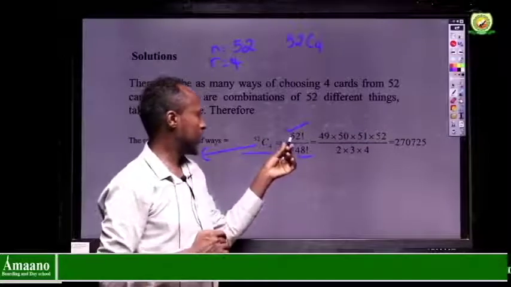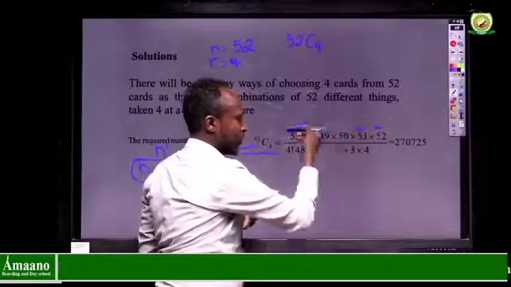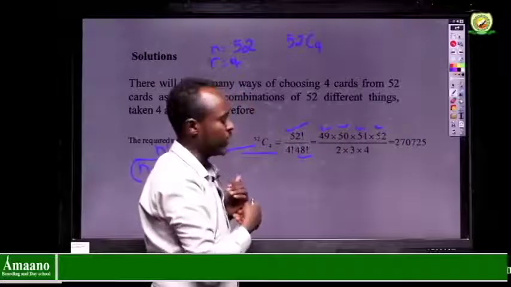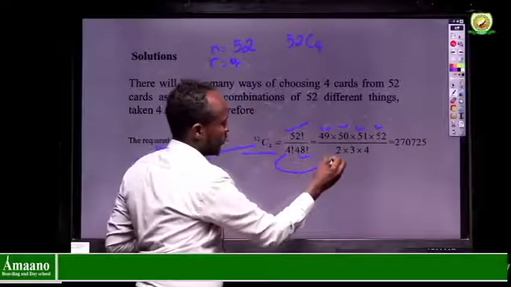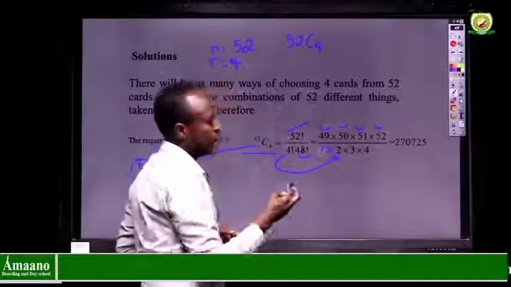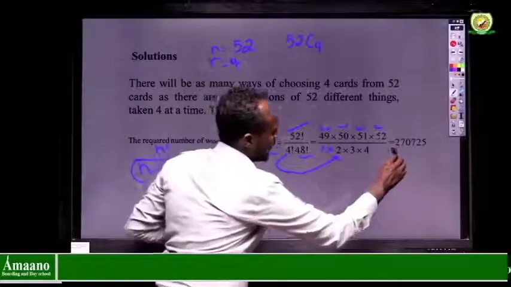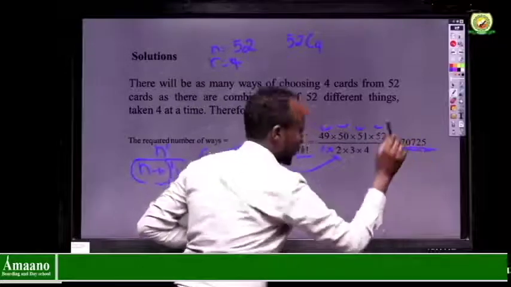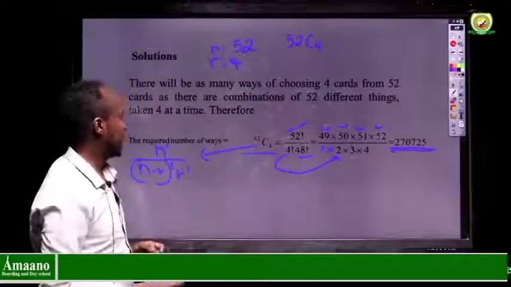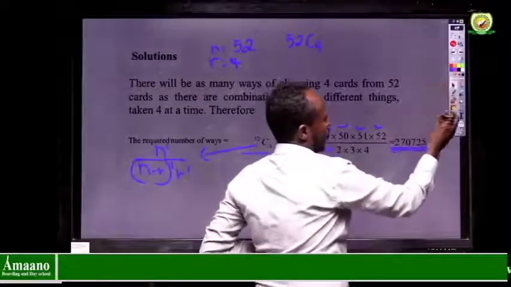It starts from 52, then 51, then it goes back 50, 49, then 48 cancels out 48 factorial. For this 4 factorial, we can proceed as 4 times 3 times 2 times 1. If you multiply these 4 numbers and divide by the other 4 numbers, this is the number of combinations of 4 cards from 52 playing cards. That is question 1.